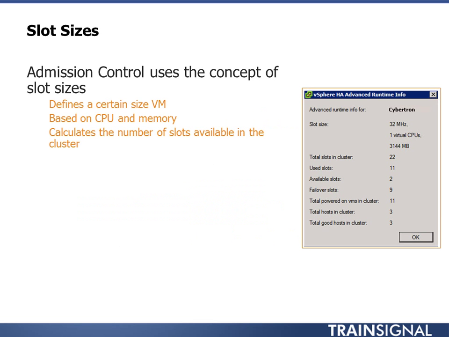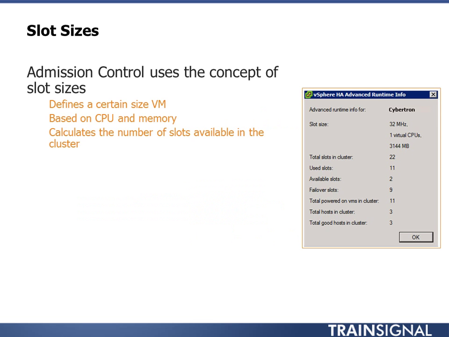Now let's talk about slot sizes, the ugly side of high availability, and probably the thing they're going to hit you on in the exam, because enabling HA is easy. Setting your resources, that's not too bad. Slot sizes, that's what gets you. So admission control uses the concept of slot sizes. It defines a certain size VM based on CPU and memory and calculates the slots available in the cluster.